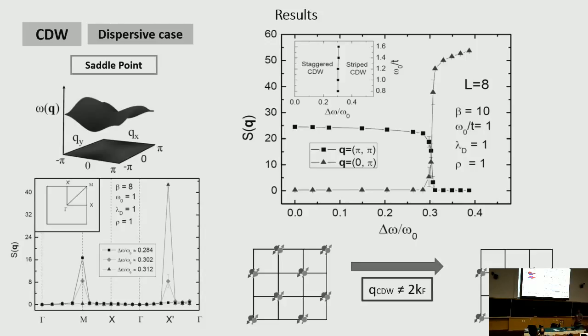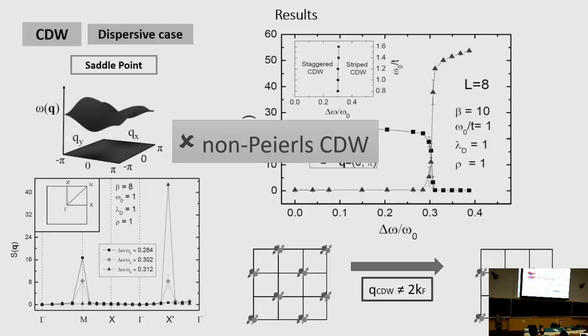So let me remind you that the nesting vector is pi, pi. It's not 0, pi. So in this case, we don't have a Peierls-like type density wave. So the phonon dispersion is enough to create non-Peierls-like charge density wave, something like we have seen in these quasi-2D materials.